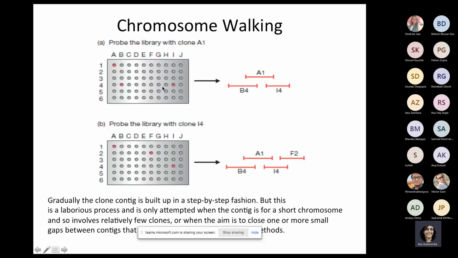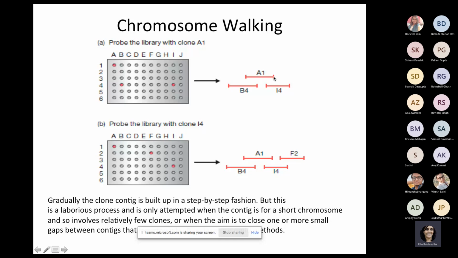So, chromosome walking. In this, I randomly take any one clone. I generate a probe against that, which is done by adding radioactive nucleotides while doing replication or transcription. And what I will generate is a DNA probe, which is complementary to this particular clone. Let's say clone A1 I start with. Then I do the library screening using this probe.